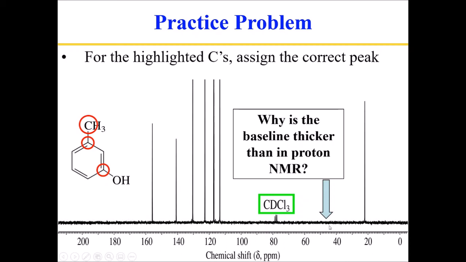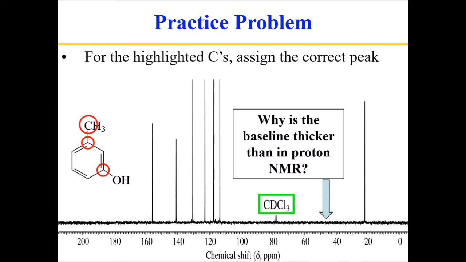The last thing is, notice how thick that baseline is. That's what's referred to as the noise. And the noise is due to the fact that C13 NMR experiments are measuring only the carbons in your sample that represent the C13 isotopes. C13 isotopes are definitely less abundant. There's only about 1% of any carbon sample that is going to be C13. And what this means is that you have very, very few carbon atoms that are actually producing any signal.